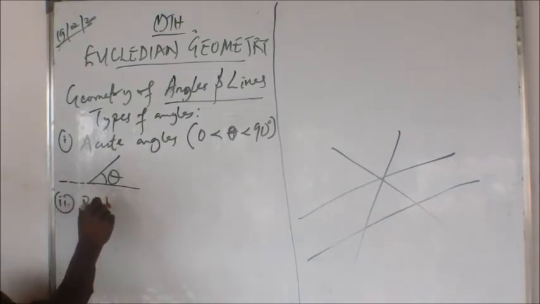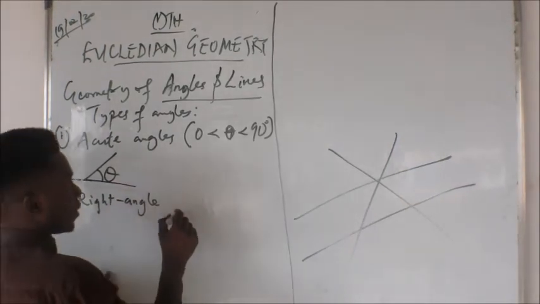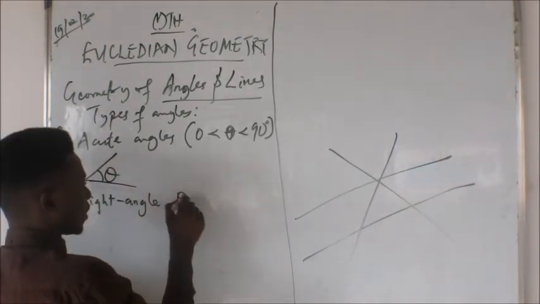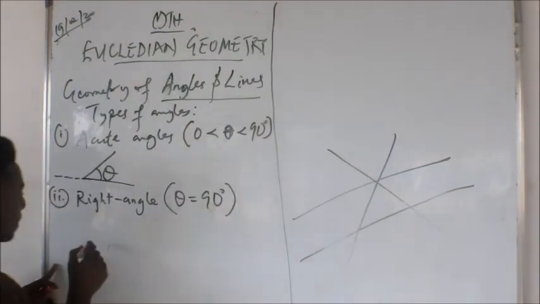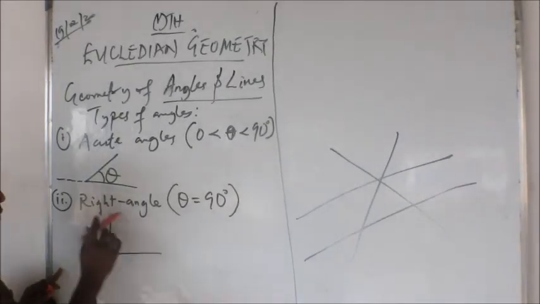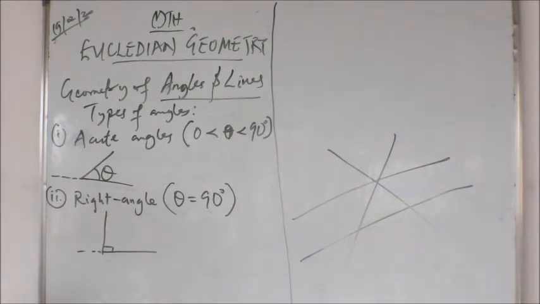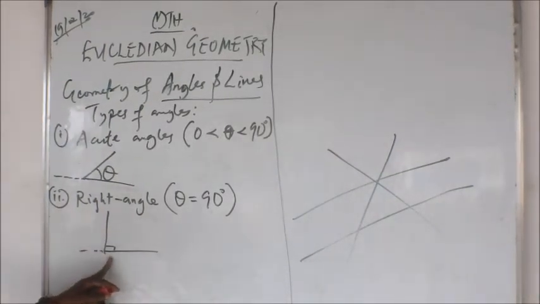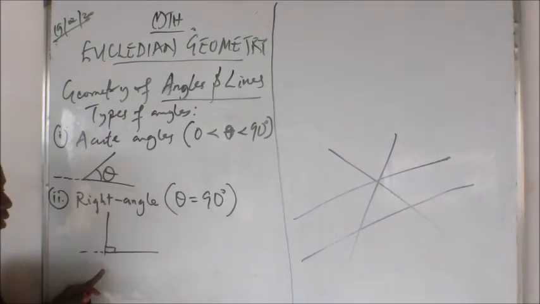Right angle. Of course, that is your theta equal to 90 degrees, and it is depicted as this. Okay? These are your right angle. Anytime you see this figure, especially this description, then it means a right angle.